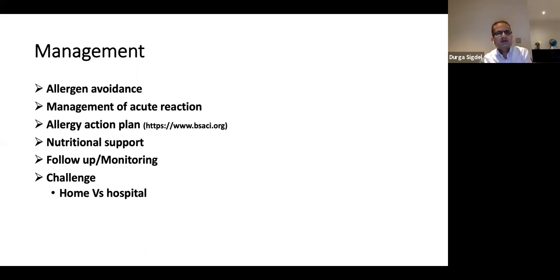And the second thing is we need to manage the acute reaction. If the child is reacting to that food protein, the child may have accidental exposure to food when they go to a restaurant, school, or other places. And if they have an accidental exposure to food, how do the parents manage these acute reactions? Mild to moderate reactions, for example pruritus, urticaria, or angioedema, can be managed with an antihistamine. I usually prefer cetirizine compared to other antihistamines.